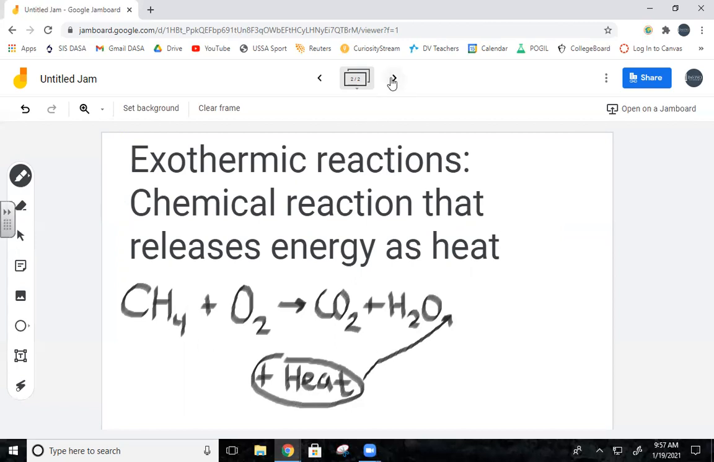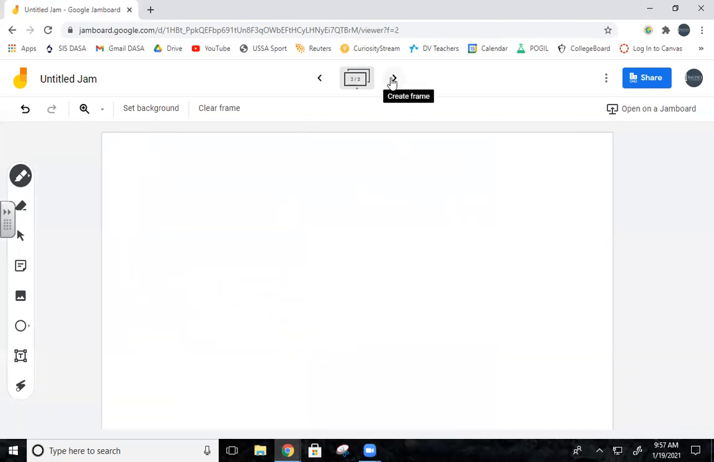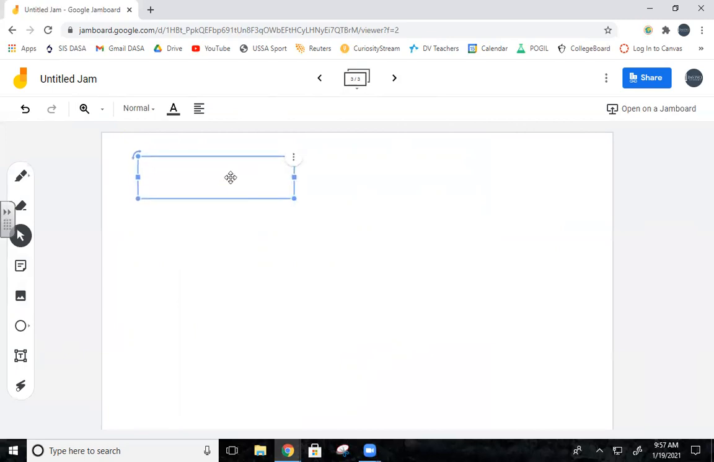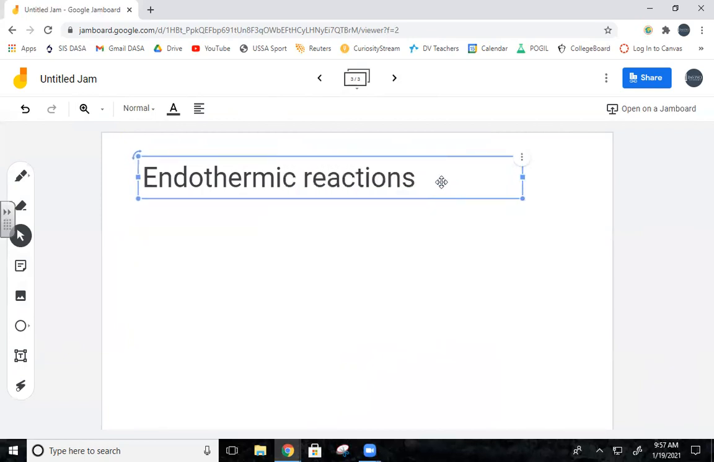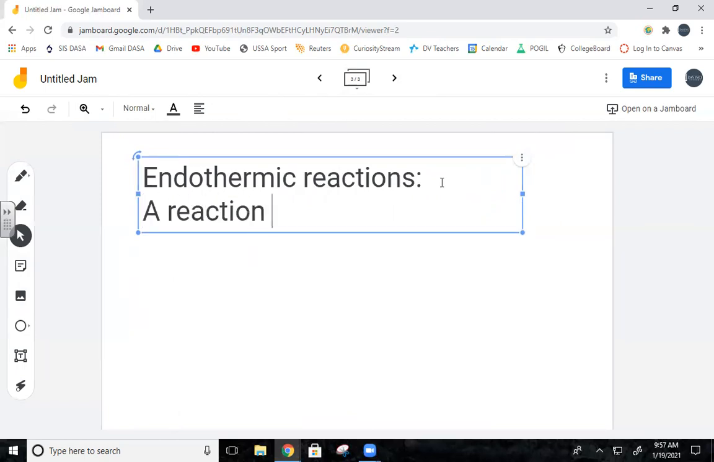The other type of thermodynamic reactions in chemistry are the opposite of exothermic, and those are endothermic reactions. An endothermic reaction is a reaction that doesn't release but consumes heat. Consumes. Okay?